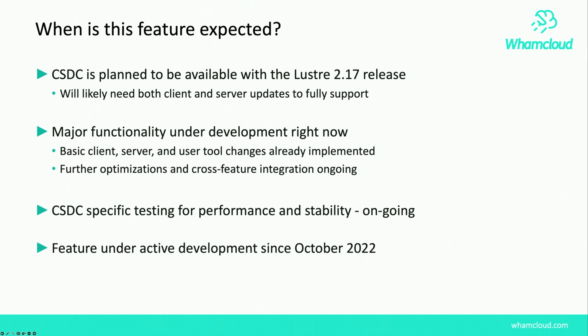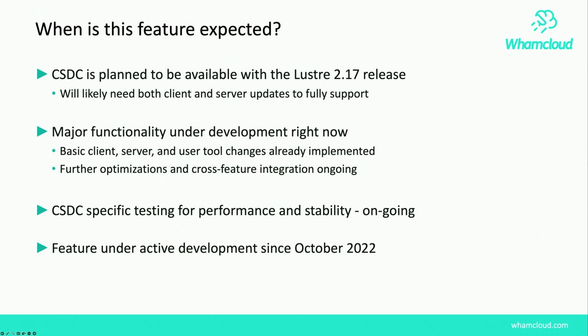So when are we expecting to deliver this feature? Right now, the client-side data compression feature is expected to be available in the 2.17 release of Lustre. It will likely need both client and server updates to fully support this. However, as I said earlier, if you're running older clients and you run into compressed data, the older clients will see the different layout type. They'll be able to see the files themselves in the directories, but they won't actually be able to access that data until you've upgraded them to something that supports this.